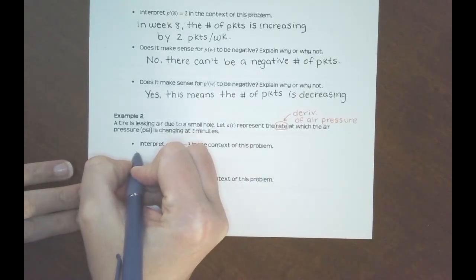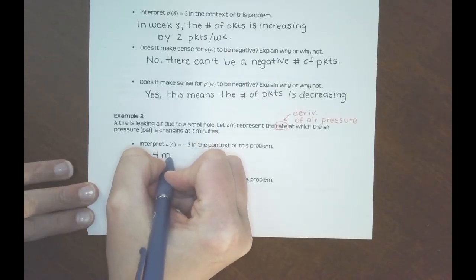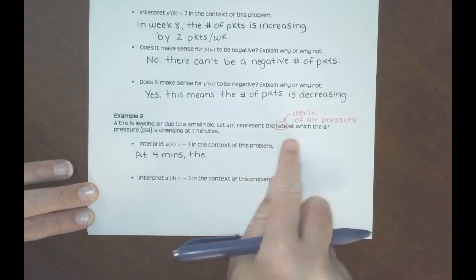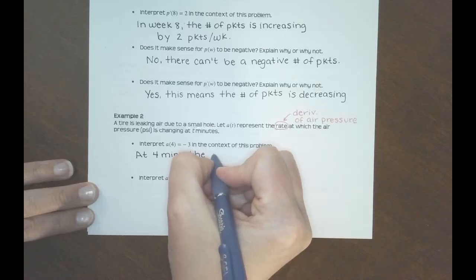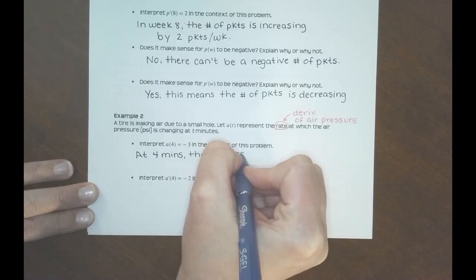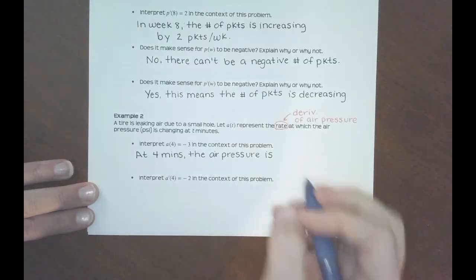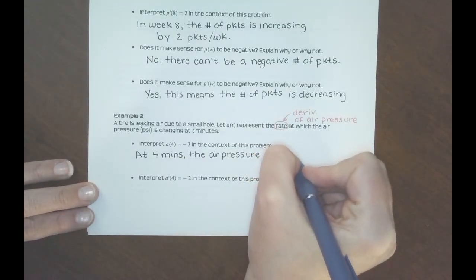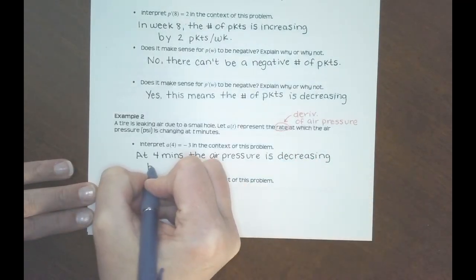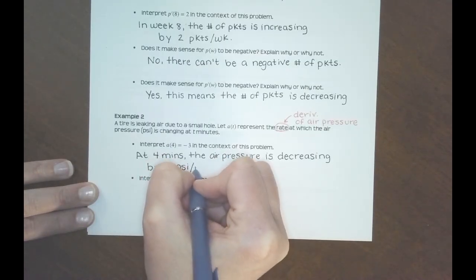I'm going to say, this is in minutes, right? So at 4 minutes, what are we talking about? The air pressure, right? Sorry about that, pressure is changing how? Well, it's negative, so it's decreasing by 3 psi per minute.